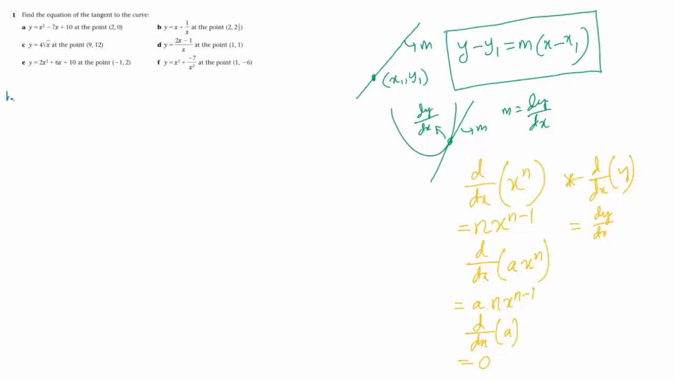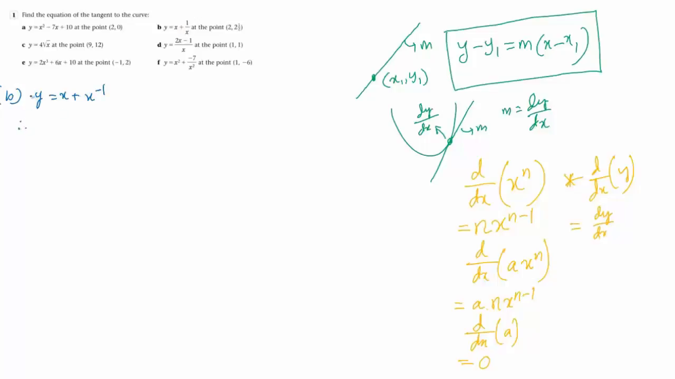So the curve here is y equals x plus 1 by x. We have to write it as upstairs. We have to bring the variable upstairs. It becomes x plus x to the power minus 1. The rule of indices says if we bring the variable upstairs, the power becomes negative.